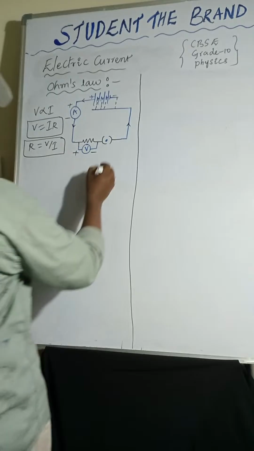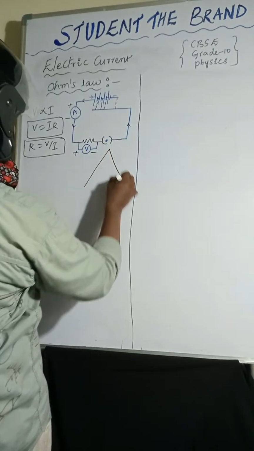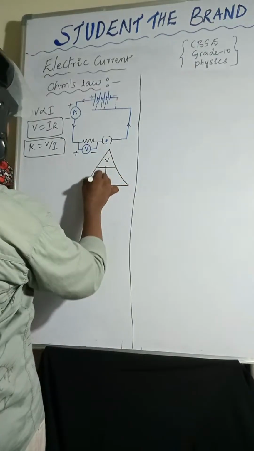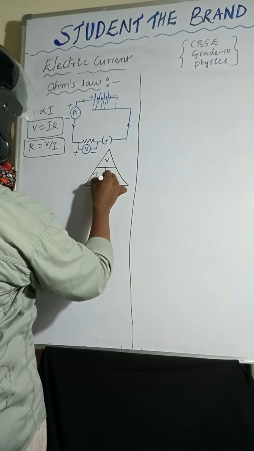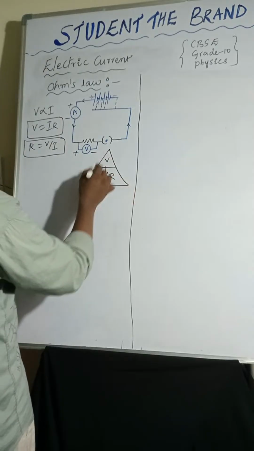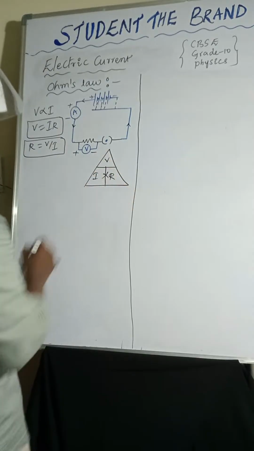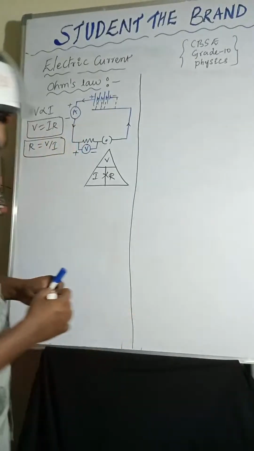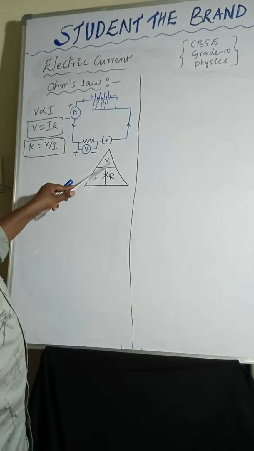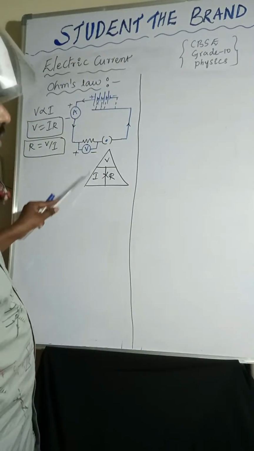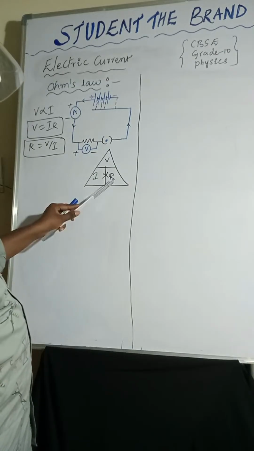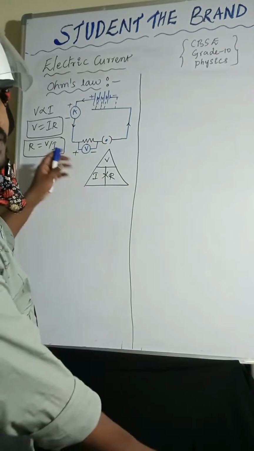Here I am taking one more triangle like this, with V on top and I and R below. We can multiply like this: V equals IR. So I equals V by R, and R equals V by I. Once again, you can observe here: V equals IR, R equals V by I, I equals V by R. So this is about Ohm's law.